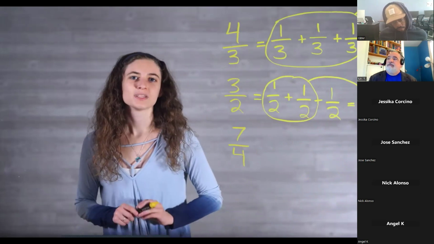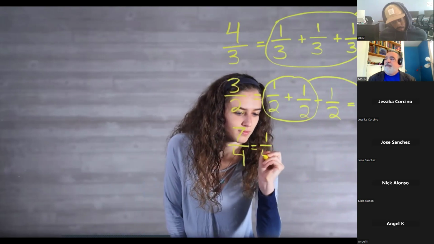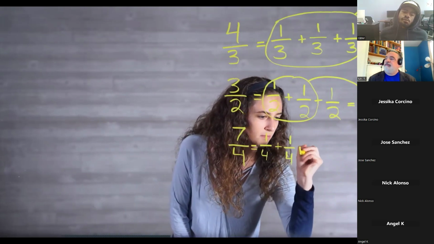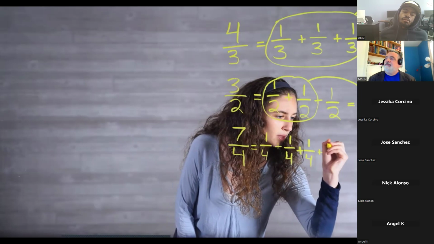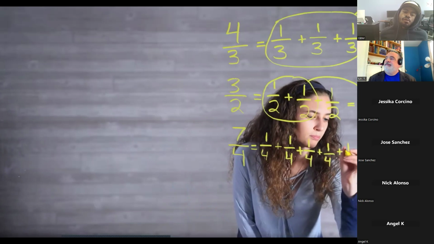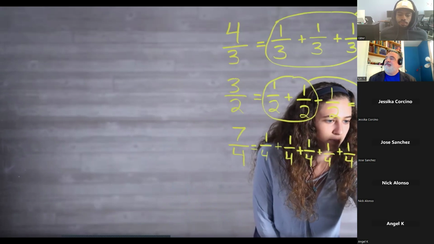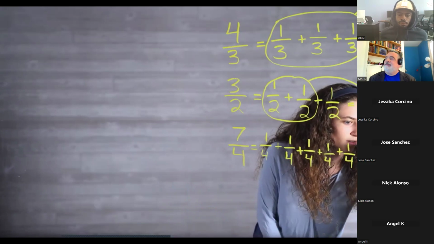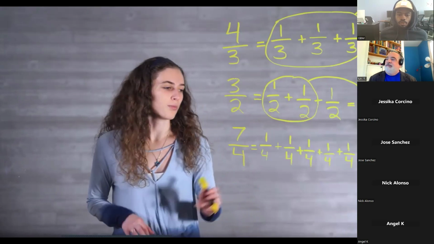Let's try one more example. 7/4. 7/4 is the same as 1/4 plus 1/4 plus 1/4 plus 1/4 plus 1/4 plus 1/4. Now we know that 4/4 are grouped as 1 whole.